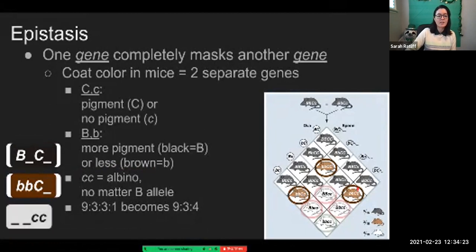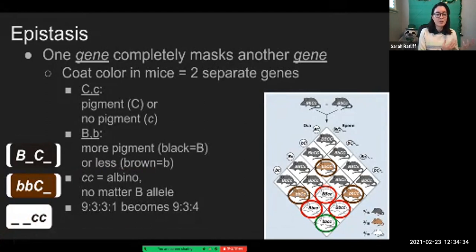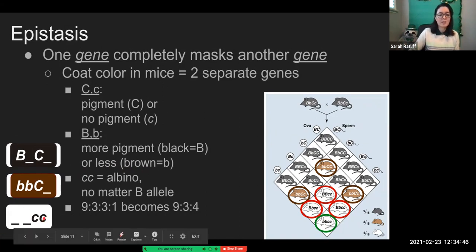And last up, let's look at the C's. Oh, look, we have no pigment. This is going to mask whatever the B trait alleles are going to be. So it doesn't matter what the B alleles are because the no pigment completely masks that other gene. So no matter what, if there is a little c in this case of the mice, they'll be white.